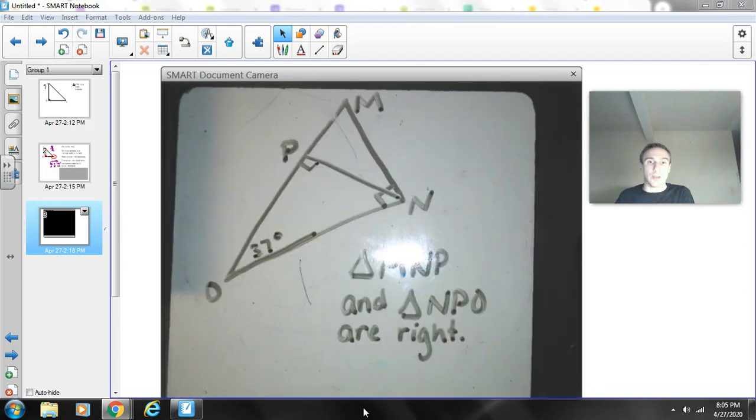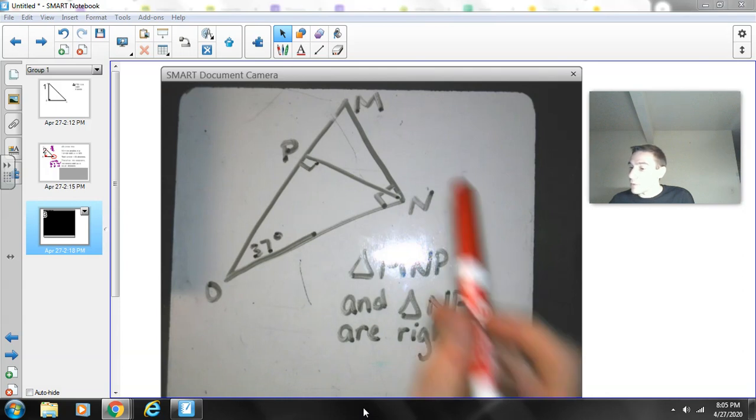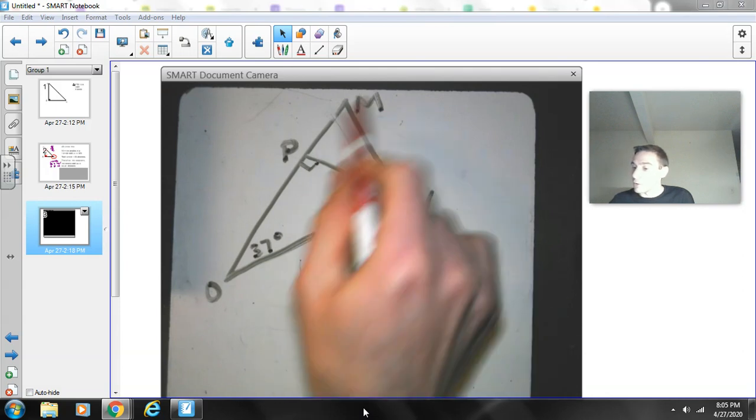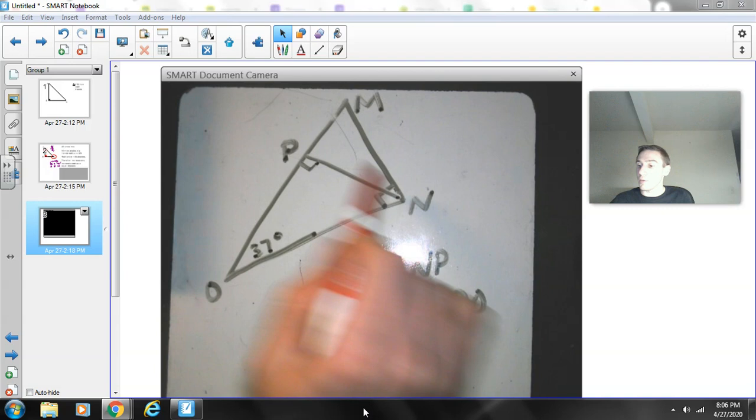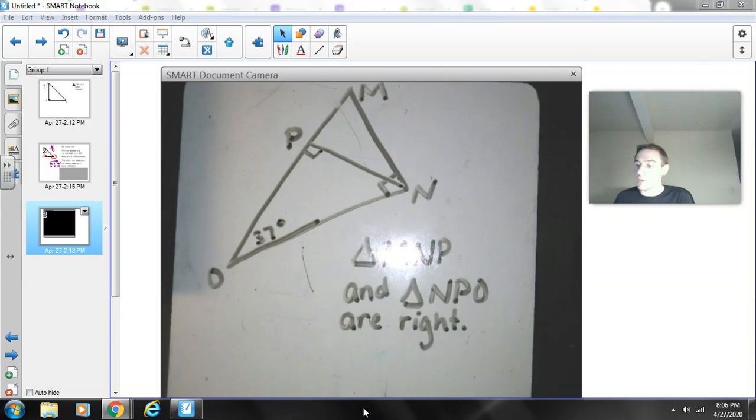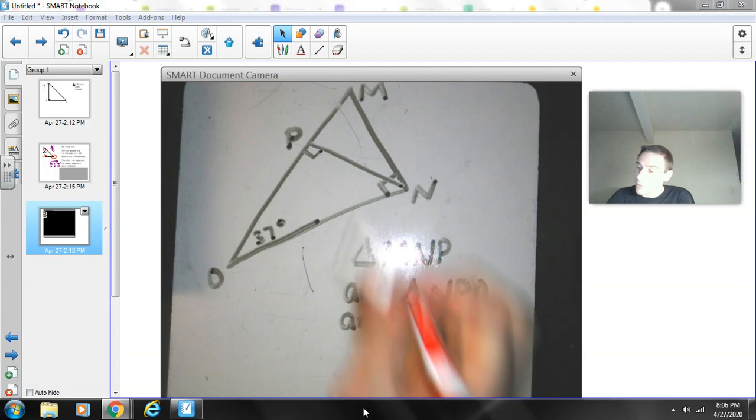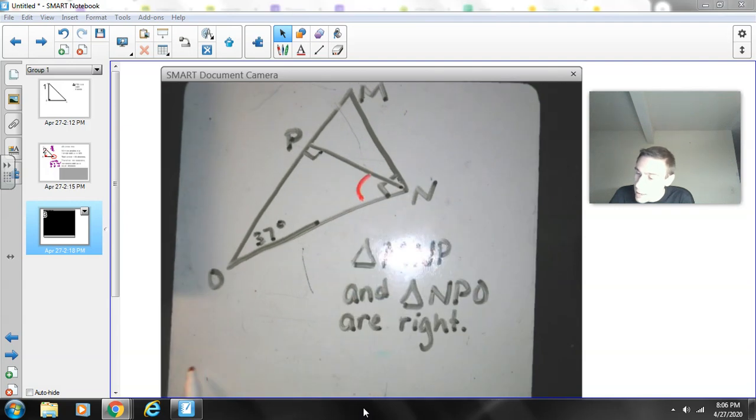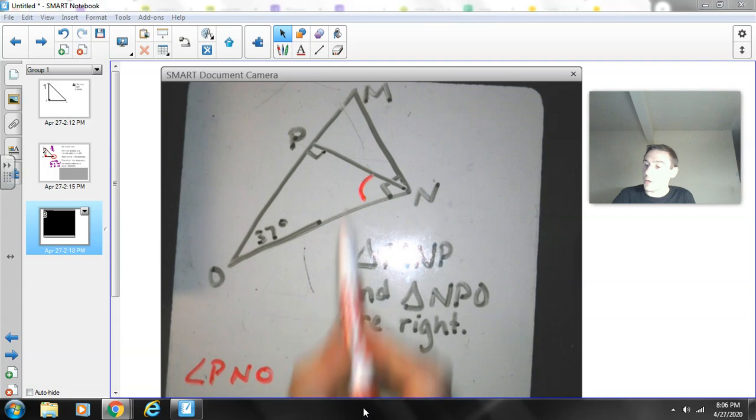Here we have another crazy right triangle system, and we have triangle MNO, and we have triangle NPO. This is a right triangle here. This is a right triangle. This is a right triangle. We have lots of right triangles that we're going to be dealing with. So let's see if we can figure out this missing angle right here. We'll call it angle PNO. So let's try to figure out what this missing angle is here.